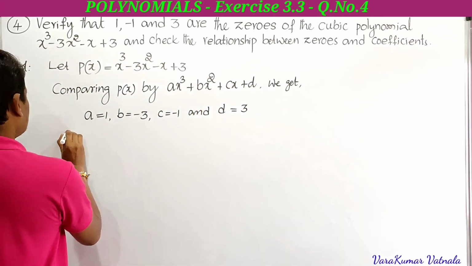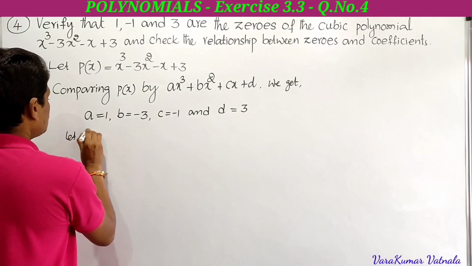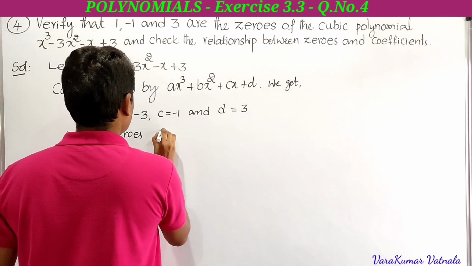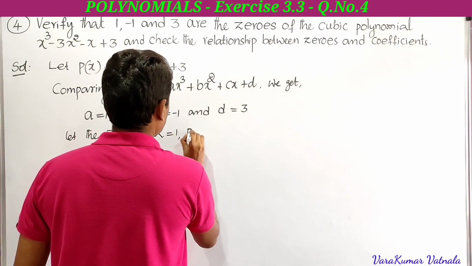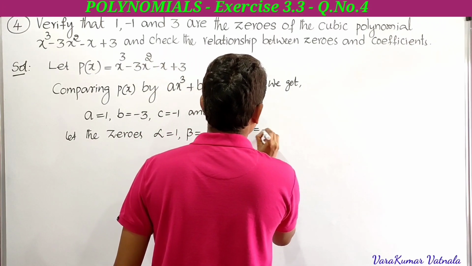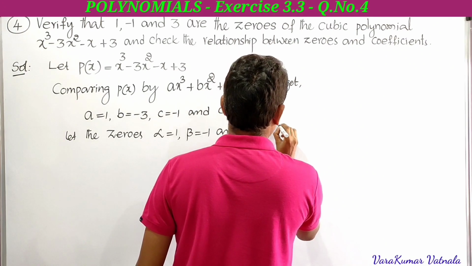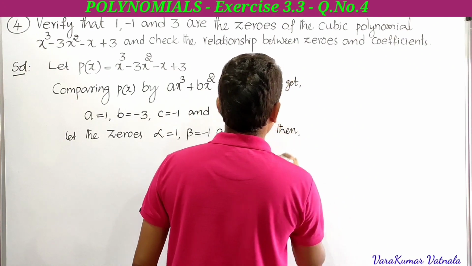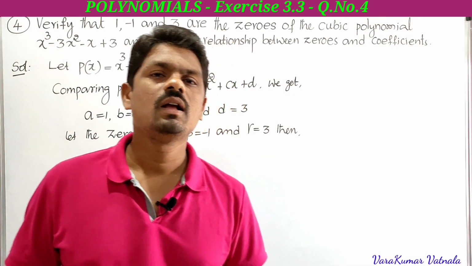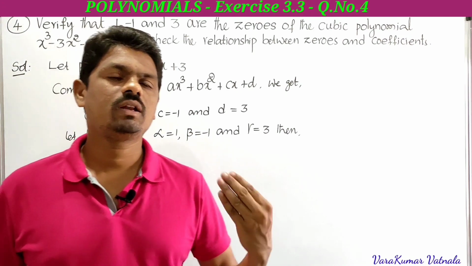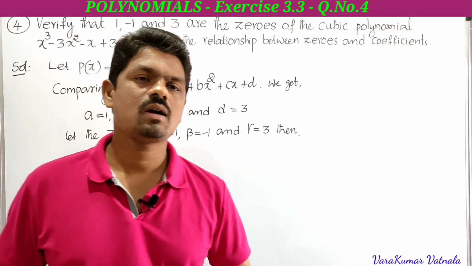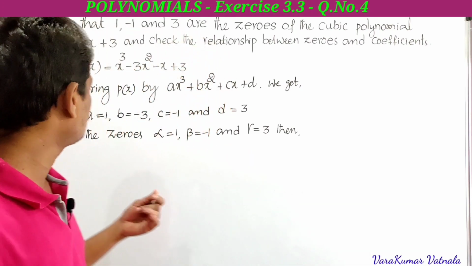So next let the zeros be alpha, beta and gamma. Let alpha is equal to 1, beta equal to minus 1 and gamma is equal to 3. So then we have alpha plus beta plus gamma is equal to minus b by a. Alpha into beta into gamma equal to minus d by a. Alpha beta plus beta gamma plus gamma alpha equal to c by a. So now we have to check the relation.